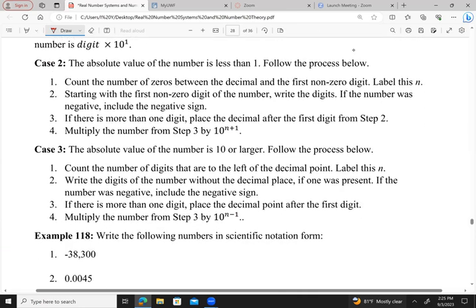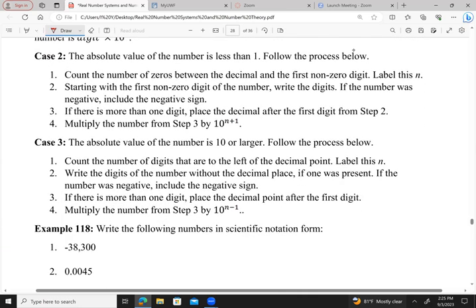If the absolute value of the number is 10 or larger, follow this process. Count the number of digits that are to the left of the decimal place. Label that n. Write the digits of the number without the decimal place if one was present. If the number was negative, include the negative sign. If there's more than one digit, place the decimal point after the first digit. Multiply the number from step 3 by 10 to the n minus 1. So let's write the following numbers in scientific notation.